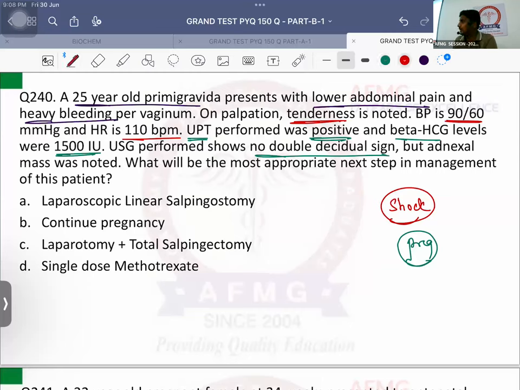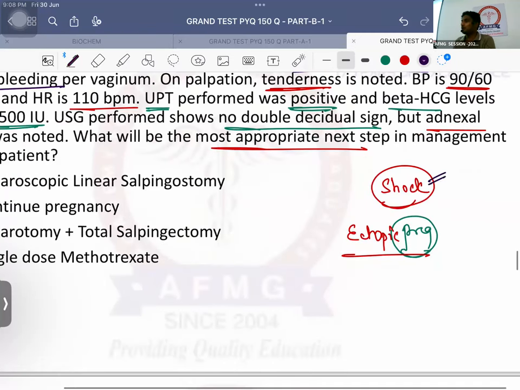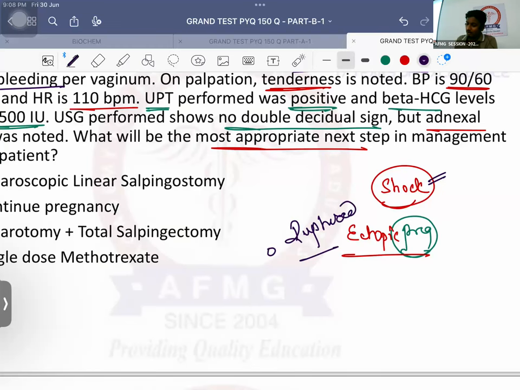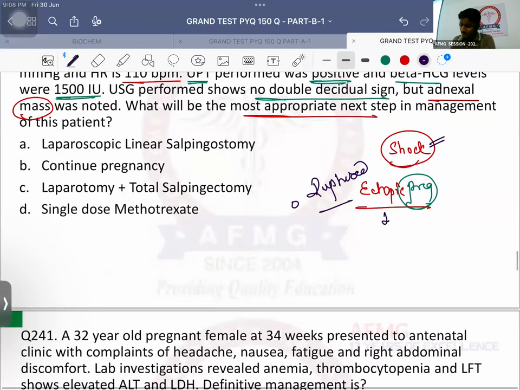Double decidual sac sign is a feature of intrauterine pregnancy. If that is not present, it cannot be an intrauterine pregnancy. But adnexal mass was noted. Adnexa matlab kya, uterus ke bahar. So definitely it is a case of ectopic pregnancy in the patient. Theek hai? What will be the most appropriate step in management of this patient? Now important is the patient is in shock. So it is a case of ruptured or unruptured ectopic pregnancy? It is a case of ruptured ectopic pregnancy. If I talk about ruptured ectopic pregnancy, what is the most appropriate step in management? Leave behind that. Mujhe pehle batao. First step in management kya hogi tumhari? Chalo.